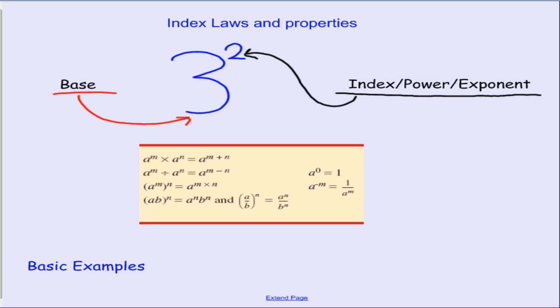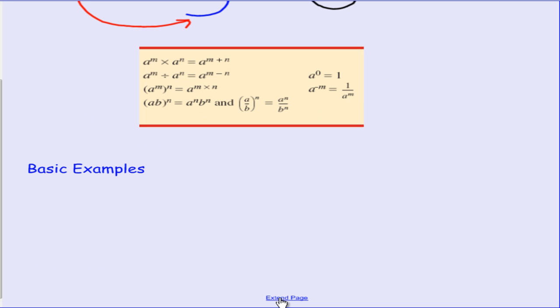Now, what that little number up the top is trying to say is that this is the same as saying 3 times 3. So it's saying that this base of 3 is being multiplied by itself twice. So we have 3 times 3. That should all just be a little bit of revision. What we are more concerned with in this course is these index laws in our little red box here. So going through them one by one.